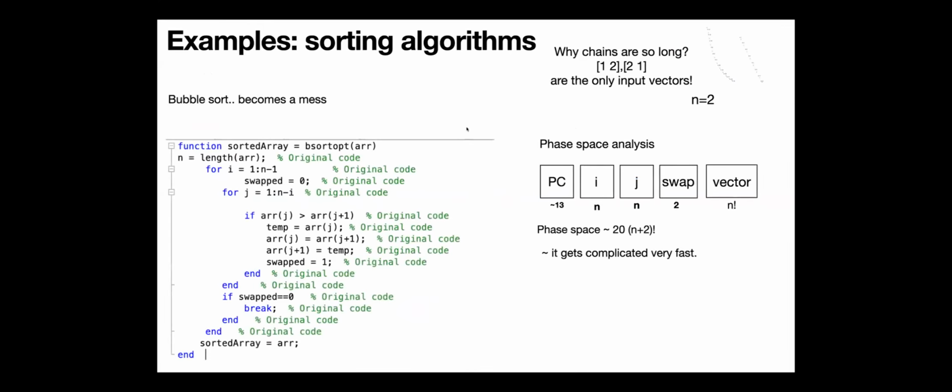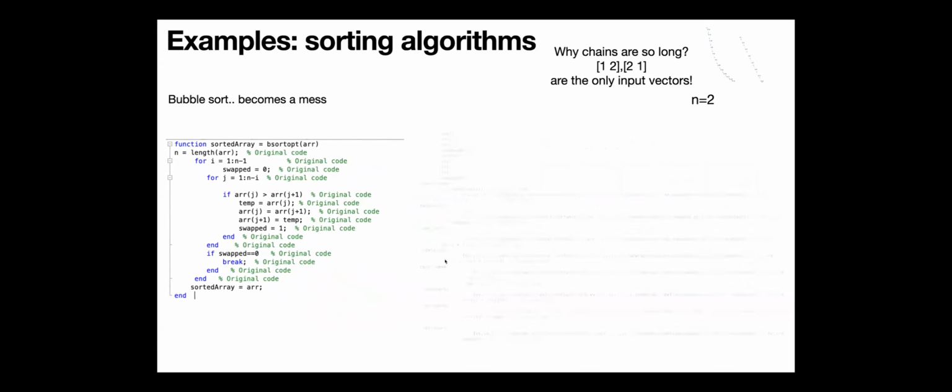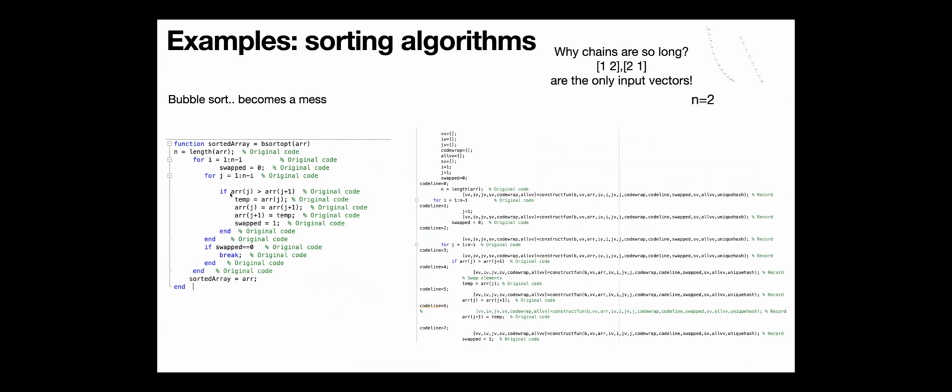So how do you construct these chains? Here's the phase space analysis. I have the program counter, internal registers or variables i and j that the algorithm uses to go through the vector, a swap register, and on top of this, I also have the vector state. If you look at the phase space, this actually scales badly. You can see immediately how complicated it is to keep track of the code lines and all the transition states. At every single line, you need to add a function that reconstructs this map G.